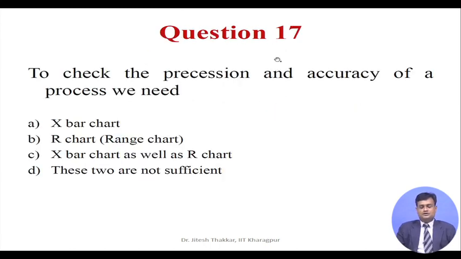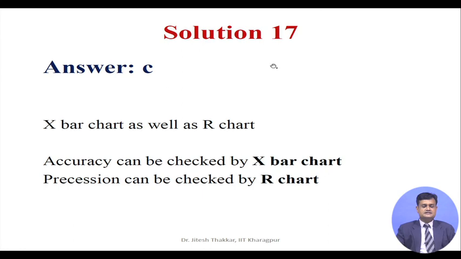Question 17. To check the precision and accuracy of a process, we need A. X bar chart, B. R chart or range chart, C. X bar chart as well as R chart, and D. these two are not sufficient. The correct answer is C. X bar chart as well as R chart, because you can have a better idea about the accuracy, how close you are to the required values, targeted values through X bar chart, and precision, because R chart deals with the variability and the spread in the observations.